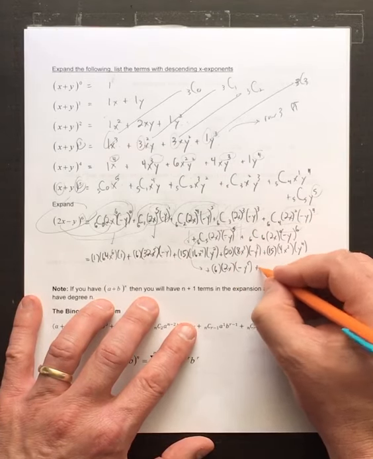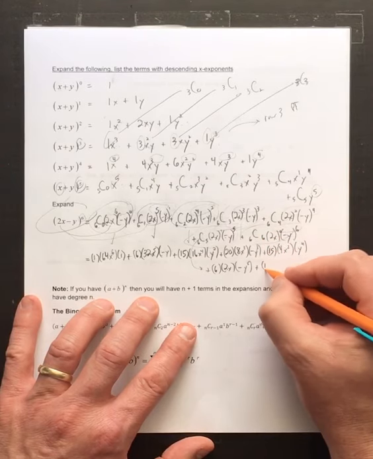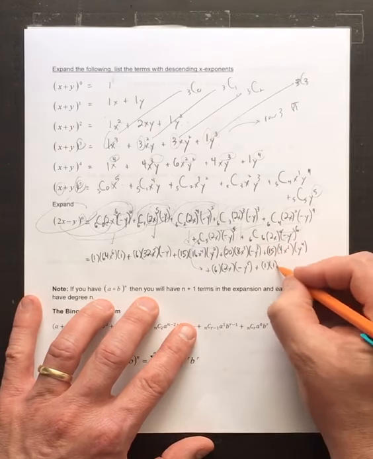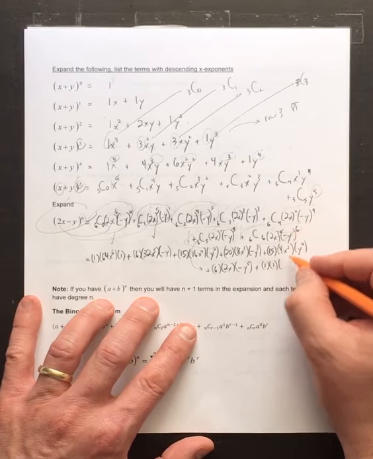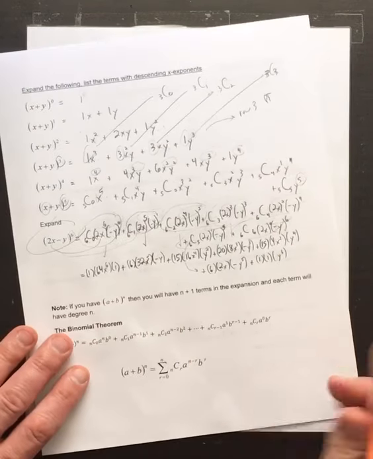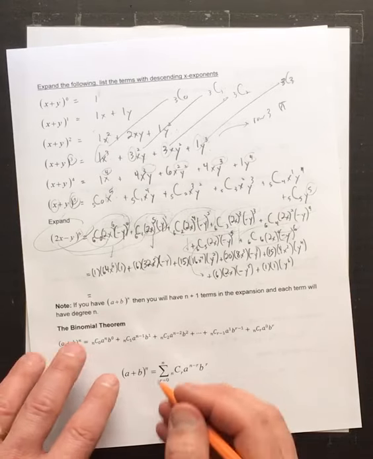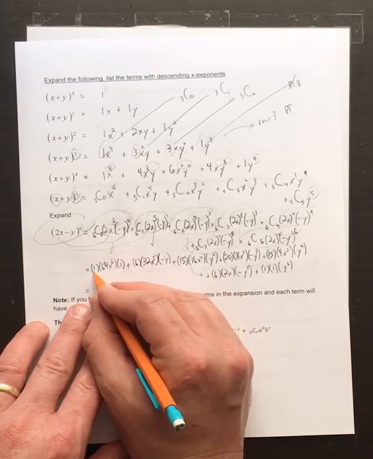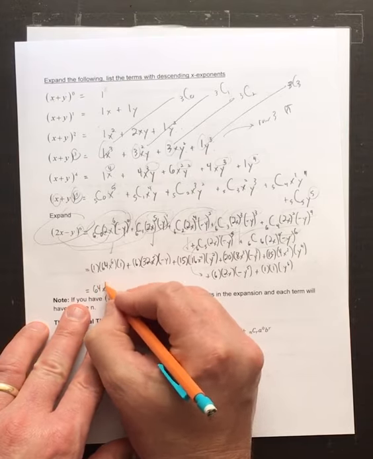And finally, that's this one right here. 6 choose 6 is 1. 2x to the 0 is 1. Negative y to the 6: negative to the 6 is a positive. And then y to the 6. Then we simplify this, and I've got to kind of scrunch, so I'll show you a better looking version of this from our notes. This is 1 times 64 times 1, which is 64x to the 6.